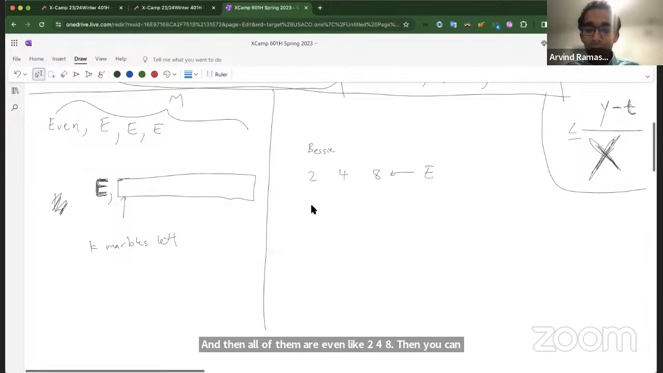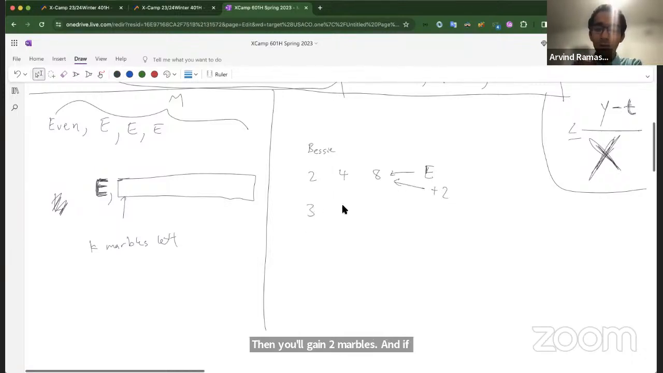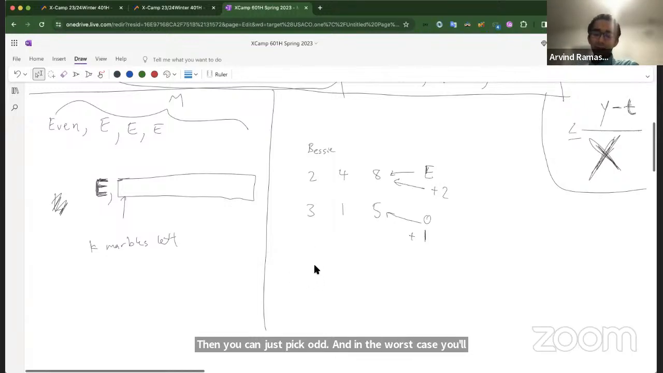And if all of them are odd, then if you guess even, Bessie picks the worst case, and you'll gain 2 marbles. If all of them are odd, then you can just pick odd, and in the worst case you'll get 1. And the other case is where you have even and odd elements, right?